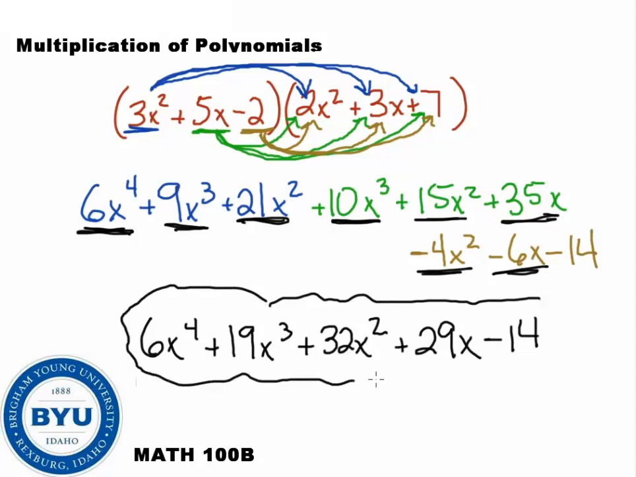So again, that's a 3 by 3. We took a trinomial times a trinomial. That's as big as we're going to get, but you could do a lot larger. You could do a 4 times a 4, a 4-term polynomial. That wouldn't be fun, but you could do it.